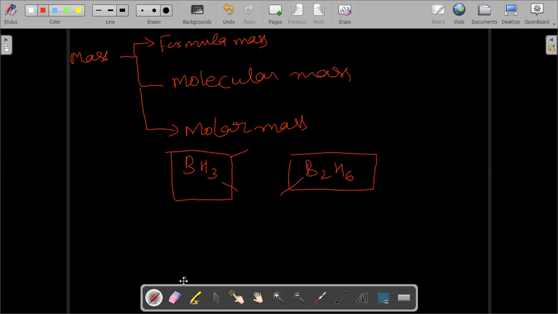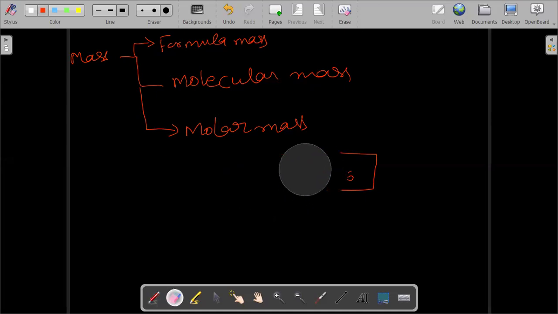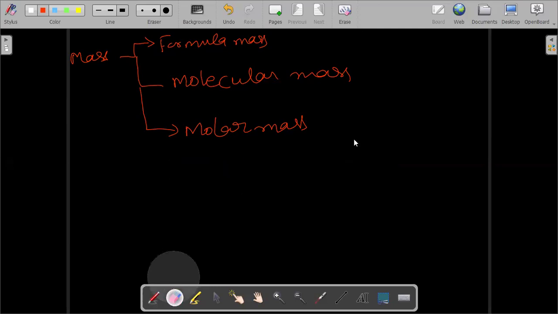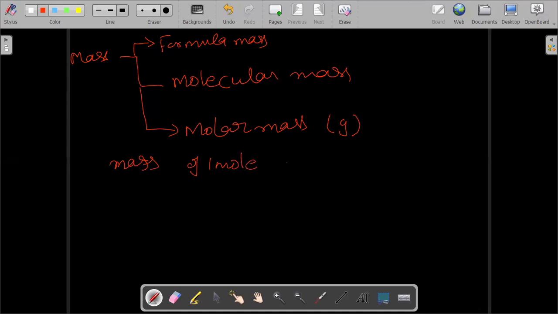Okay. The molar mass is the same as the formula mass but measured in grams. So molar mass is measured in gram. A simple thing we can say is that molar mass is the mass of 1 mole of a substance. So if you have 1 mole of any substance, its mass is equal to its molar mass. For example, 1 mole of carbon 12 equals 12 gram of carbon. So here we use the unit gram.